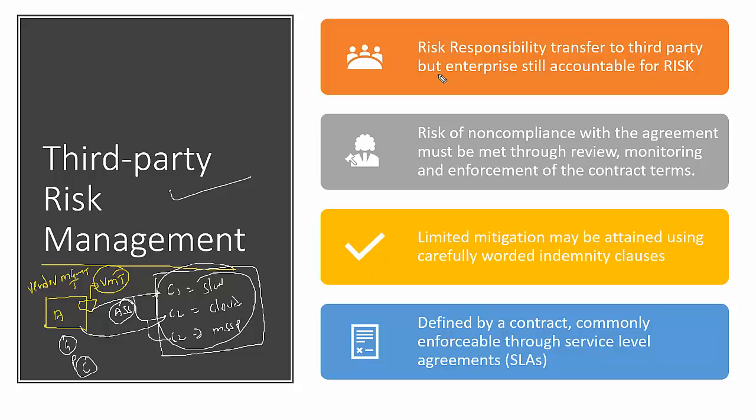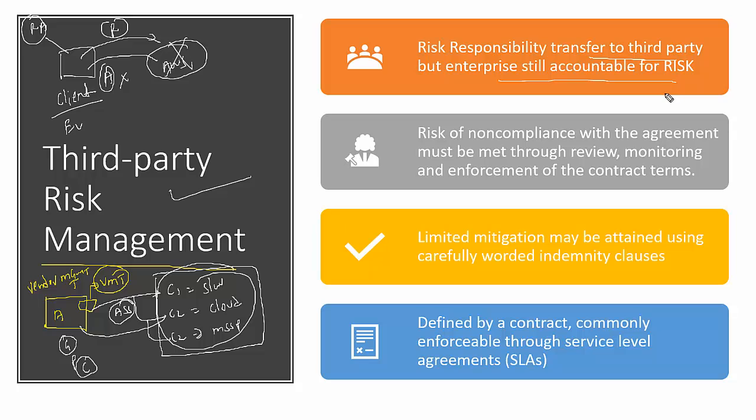Here is one more important thing we need to understand. As a client, I am based in the EU and I decide to outsource some of the operations on a cloud to AWS. Even if a security breach happens in AWS, the client is the one answerable to their regulatory authority. So you can transfer the risk, but you cannot transfer the accountability. You are still accountable to the GDPR authority or regulatory authority. That is why it is clearly mentioned: risk responsibility is transferred to the third party, but the enterprise is still accountable for the risk. So you have to be very careful.